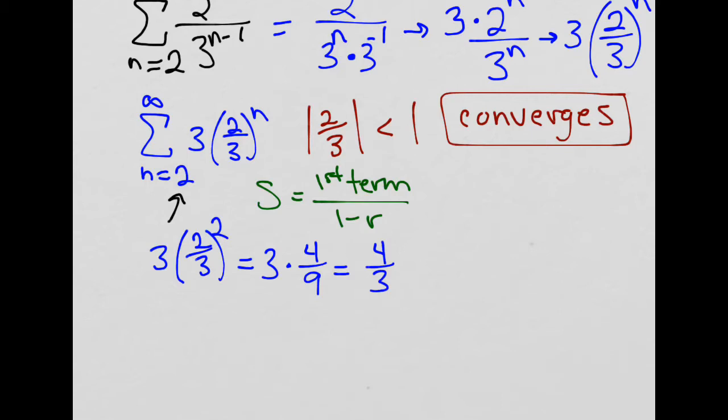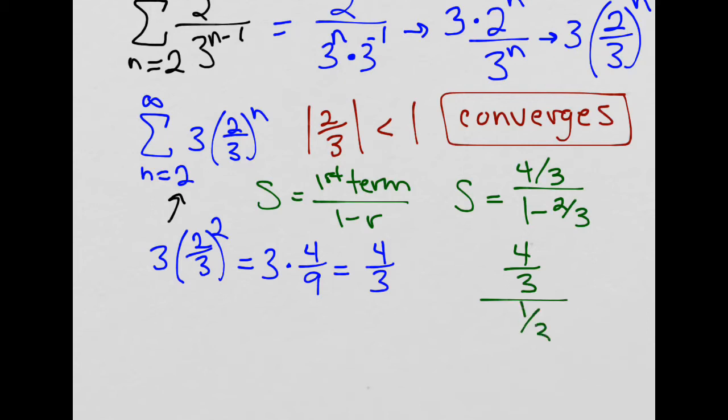Okay, so we can plug that into our formula now. s will equal 4/3 over 1 minus the common ratio, which is 2/3. So that gives us 4/3 divided by 1/3, which is equal to 4.